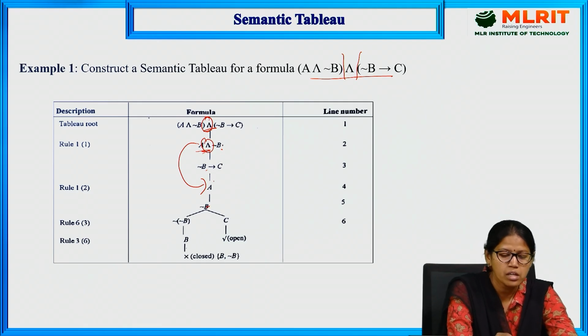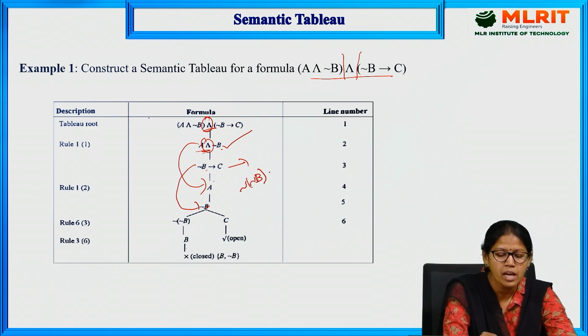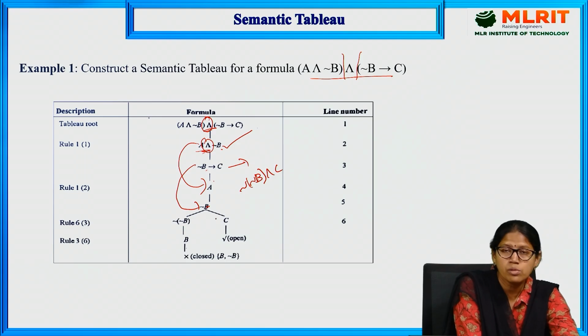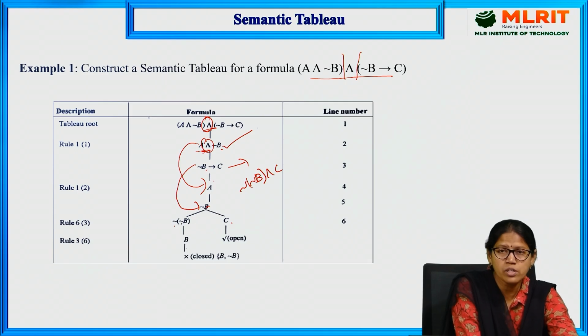Next, this one is completed. Again, we need to check this one: negation B implies C. Negation B implies C is negation of negation B or C. So here it will be two new paths: negation of negation B, and C. Next, negation of negation B is B, and C.